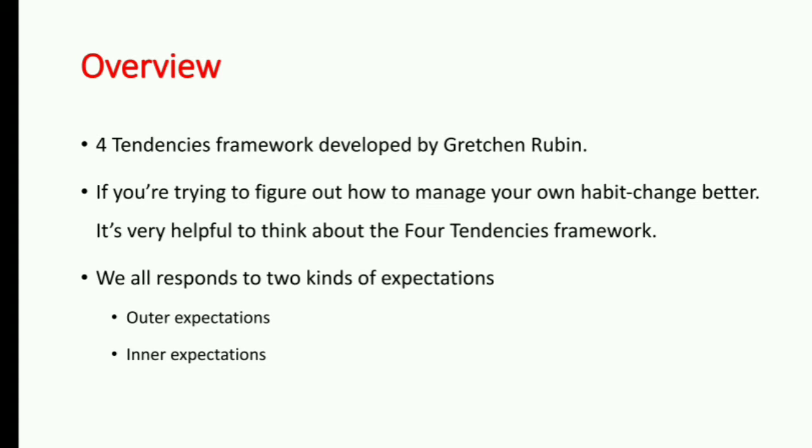If you are trying to figure out how to manage your own habit change better, it's very helpful to think about the four tendencies framework. Now, all of us respond to two kinds of expectations: outer expectations and inner expectations. Outer expectations are things like a deadline or a request from a spouse, and we also have inner expectations, like a New Year's resolution, or our own desire to get back into playing piano. Understanding how we respond to outer and inner expectations gives us a lot of insight into how we can change our habits, manage ourselves, and also work more harmoniously with other people.